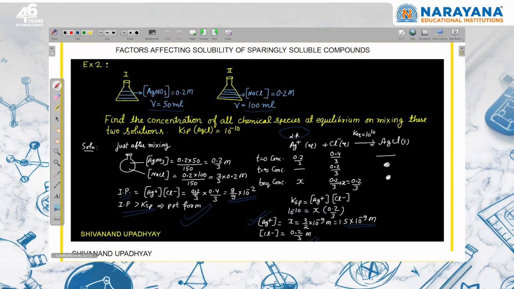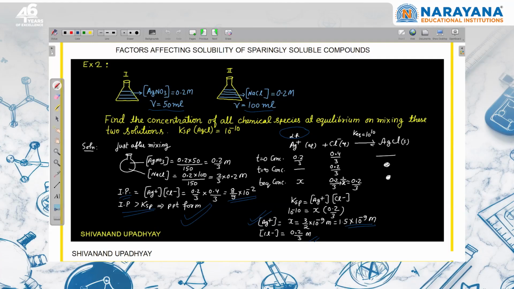Sir, how do we know x is negligible? How can we assume in every question x is negligible? So that is hit and trial. First I will assume it, and the reason is that this equilibrium constant is very large, right? So the reaction will complete and very little will come in the backward direction. अगर हम देखें यहाँ पे कि हमने ये क्यों माना है, right?